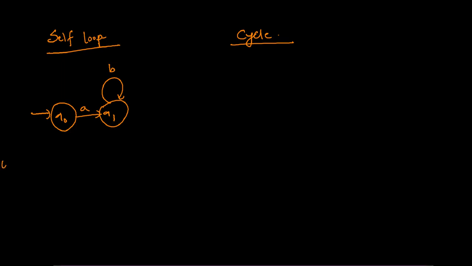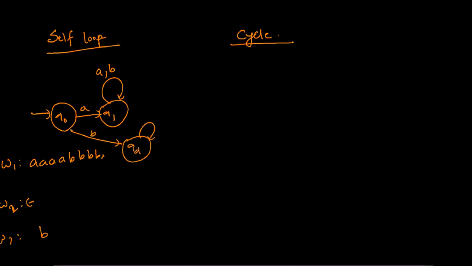Now take any string, let's say W. Sorry, this is AB. Let's say W is equal to this, W1, W2 is epsilon, W3 is B. Let's say it is on B, it is going to a dead state. Consider this. We'll look at cycles on the next page.